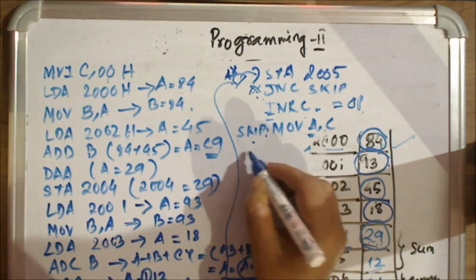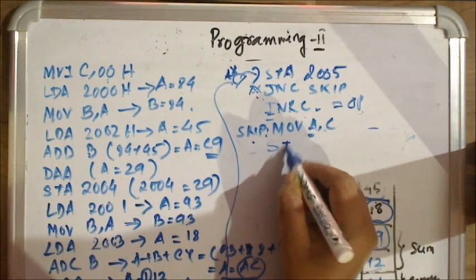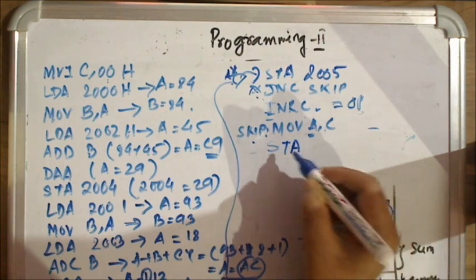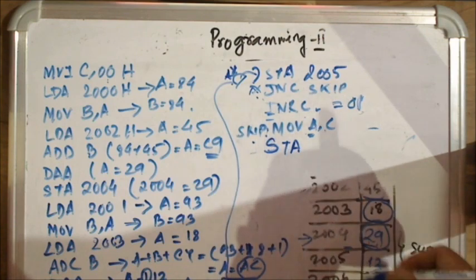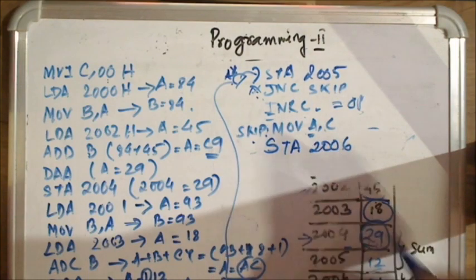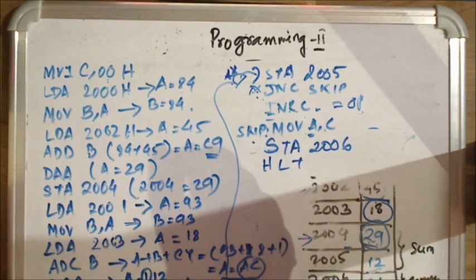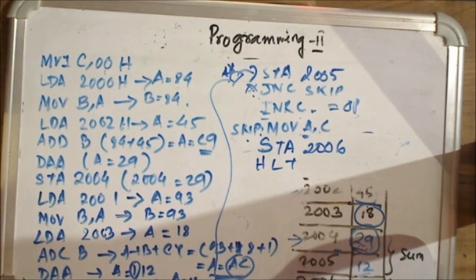And then we will store the status of carry, STA, where? In 2006. So either it will store 00 or 01. And then we will hold the program. So I hope this program is clear. Run the program in the simulator and show the result.